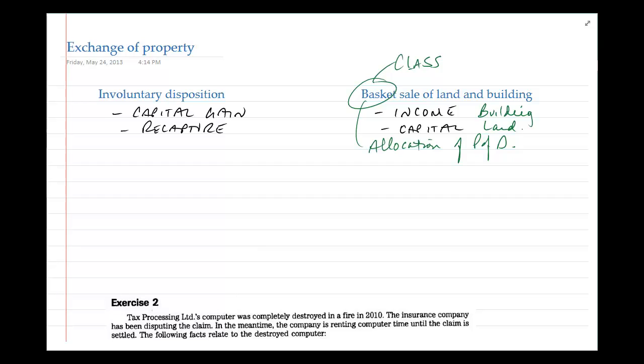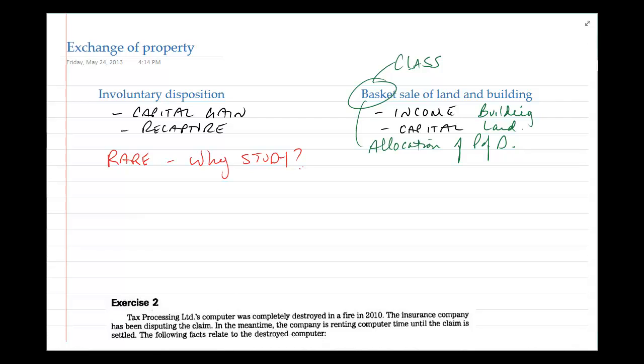Involuntary disposition, though, is interesting, but it's also incredibly rare. So it's very likely that even if you go into tax and you have a career in tax, you'll never ever see this. So the question is, why study it? Right? If it's so rare, why on earth are we introducing it in the class in Tax 1?